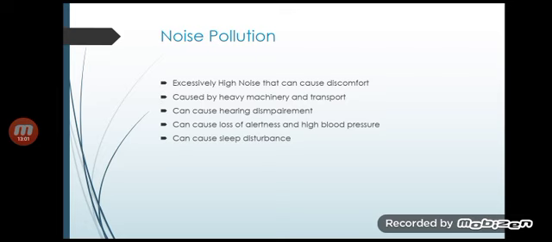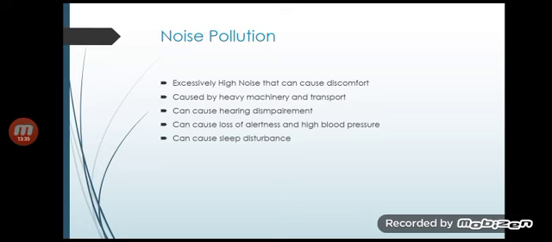The biggest cause of noise pollution is heavy machinery and heavy transport, like trucks and trains and airplanes. The large accumulation of people in a particular area, like at a festival or a concert, is also a cause of noise pollution. And the loudspeakers and the honks of your cars or motorbikes are also a cause of noise pollution. They are also not very desirable.